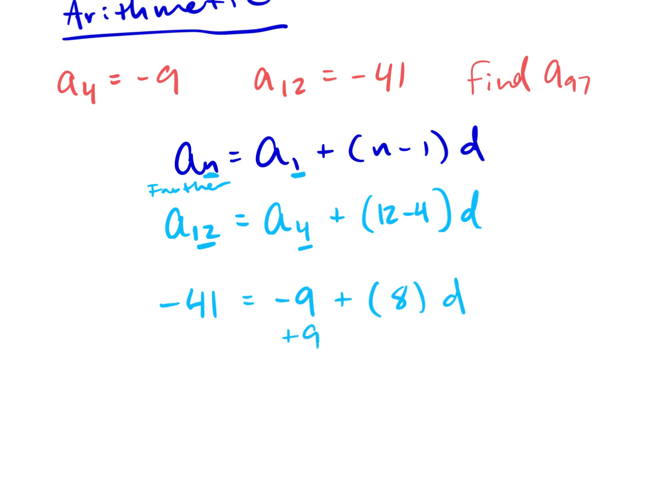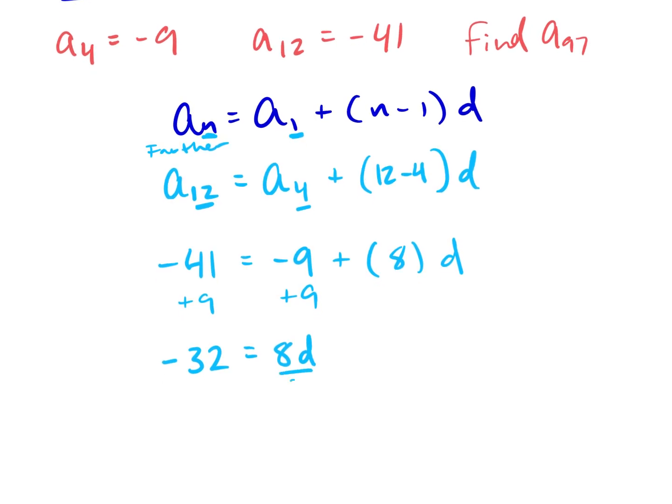We can add 9 to the other side. It's negative 41 plus 9. Negative 32. Divide by 8. So what does d equal? Negative 4.